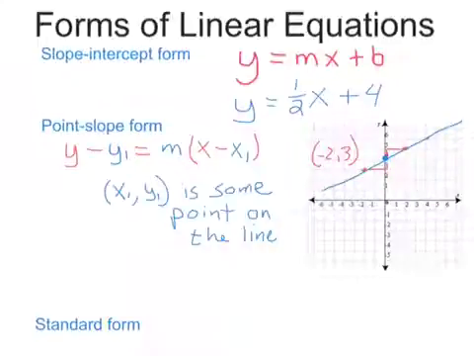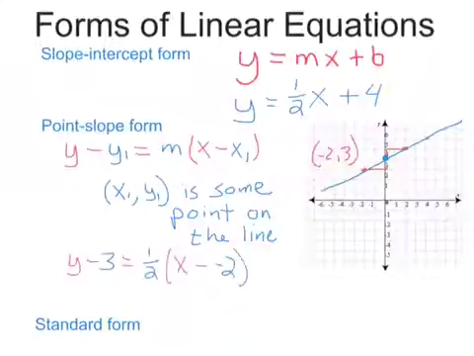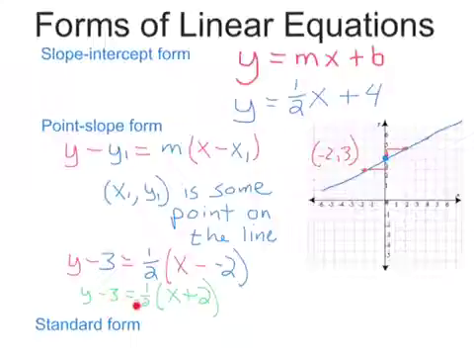So what I need to do is I need to substitute negative 2 in for x1 and 3 in for y1, and then our slope is going to be the 1/2. So substituting the values, then we have y minus 3, that's y1, is equal to our slope 1/2 times x minus x1, which is a negative 2. And since we have x minus negative 2, this equation is then going to become y minus 3 is equal to 1/2 x plus 2. And so there would be our equation written in point slope form.